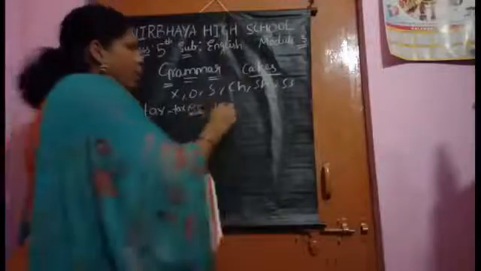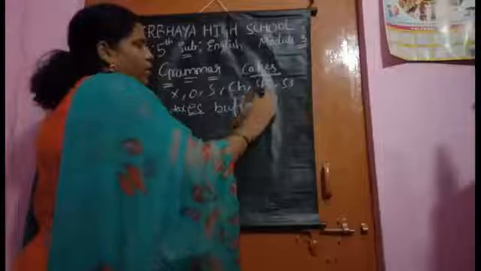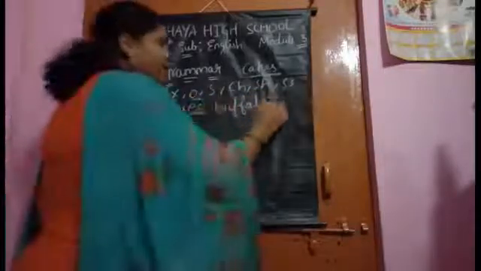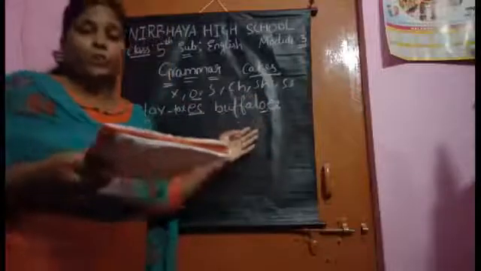See here, buffalo. Yes, it ends with which letter, children? O. I will add here ES. What does it become? Buffaloes. Understood?